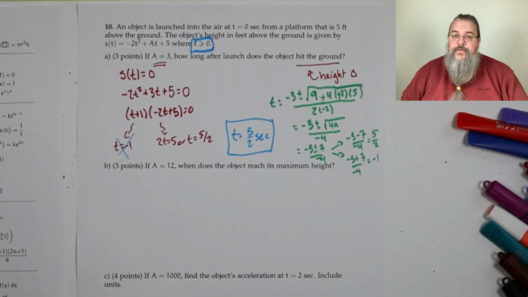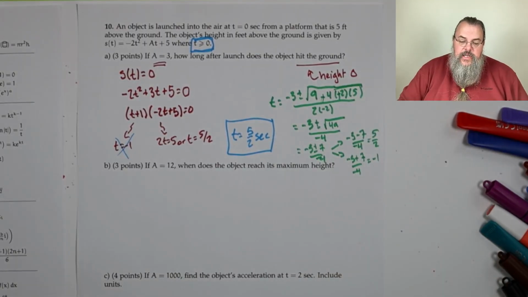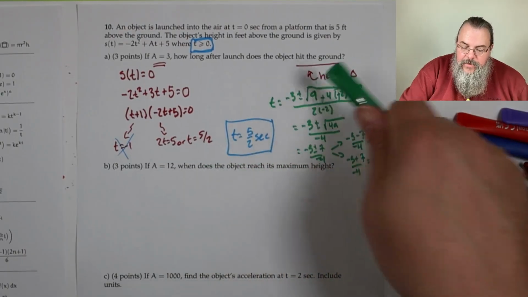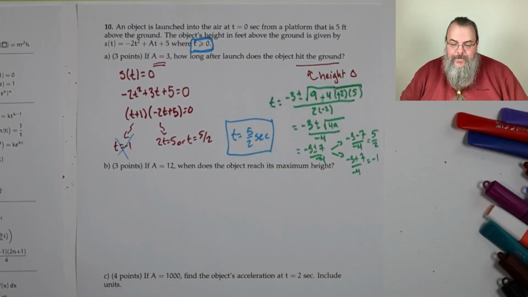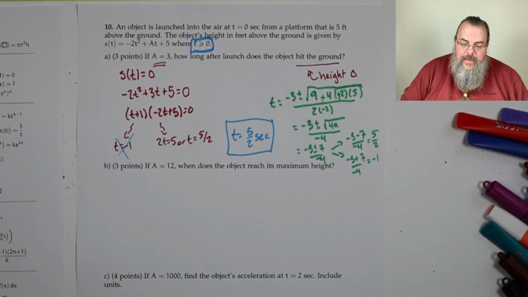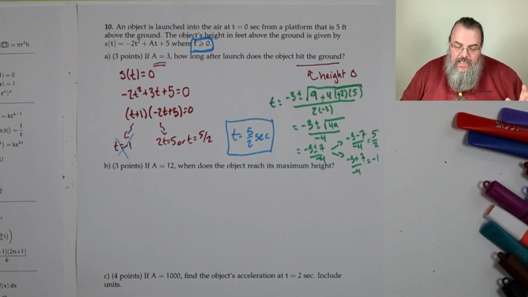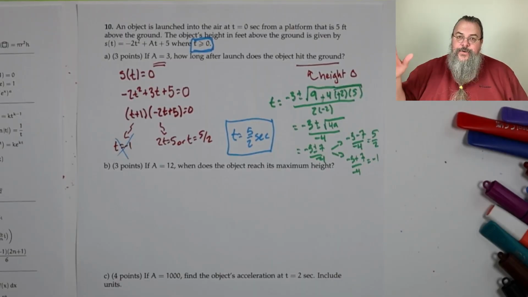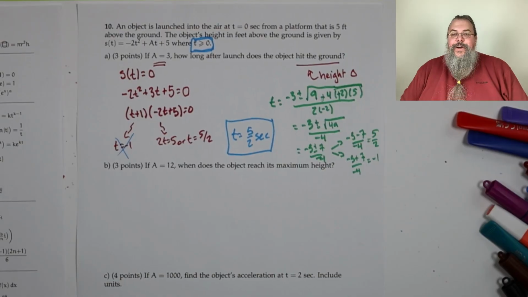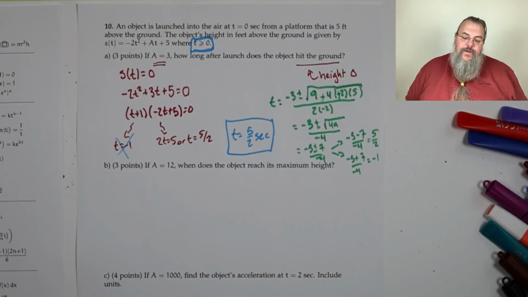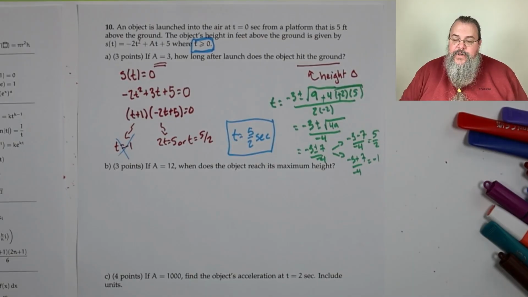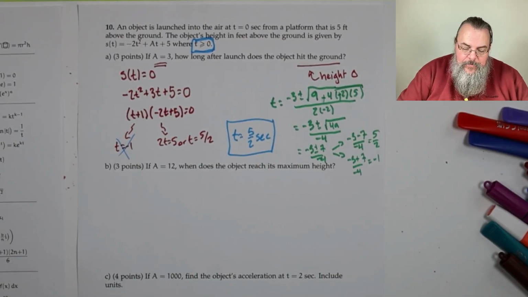So that's another way you could have done it. But the important thing is to say, you hit the ground, height is 0. Solve for t. And, okay, so that's part A. Part B says, okay, well now we're changing it. No longer is a equal 3, it's a equals 12. Okay, so if a equals 12, when does the object reach its maximum height?